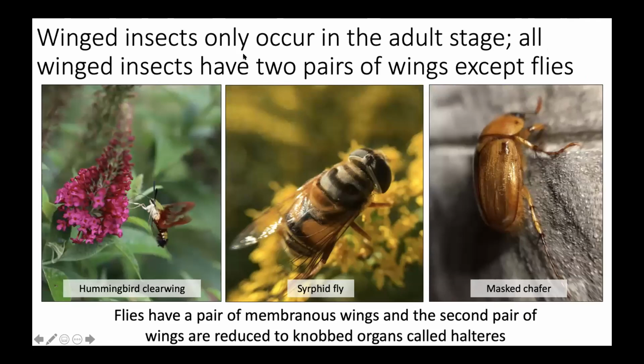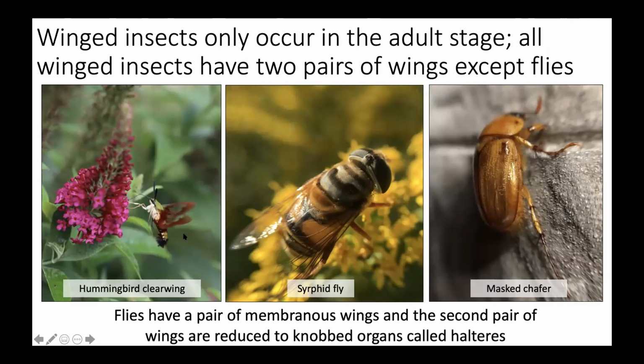So back to wings. Wings will only occur in the adult stage, and there are many different types of wings. We talked about the fly, which has 2 wings, and this is a fly. This is a syrphid fly, or a flower fly, and you can see their big eyes. They've got that short antennae, if you can even see it. But they've got 2 sets of wings.